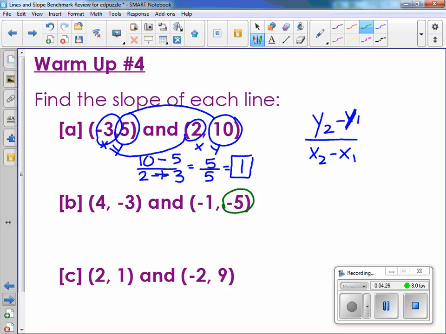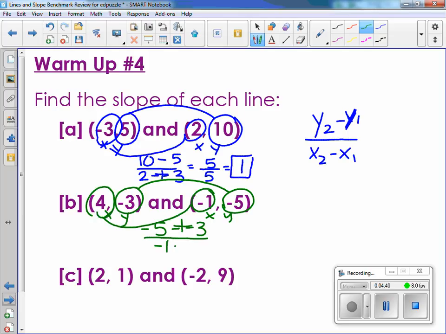All right, so it's going to be negative 5 minus a negative 3 because those are our y's. Negative 5 minus a negative 3 turns into a plus. The bottom is going to be negative 1 minus 4. Negative 5 plus 3 is a negative 2. Check that. Negative 1 and a negative 4, you're going more in the hole, so you're getting negative 5. And don't leave that as negative 2 over negative 5 because 2 negatives make a positive. So it's positive 2 over 5.